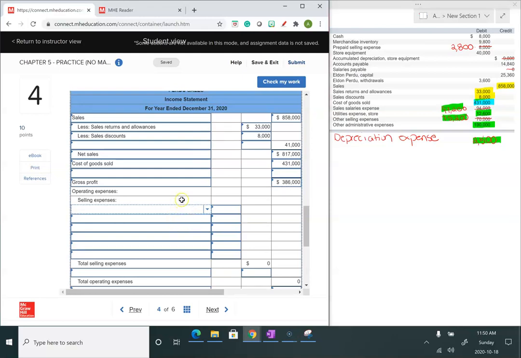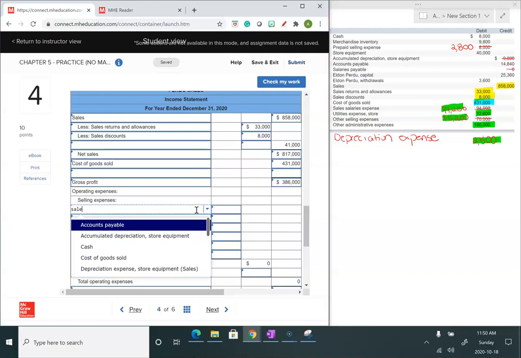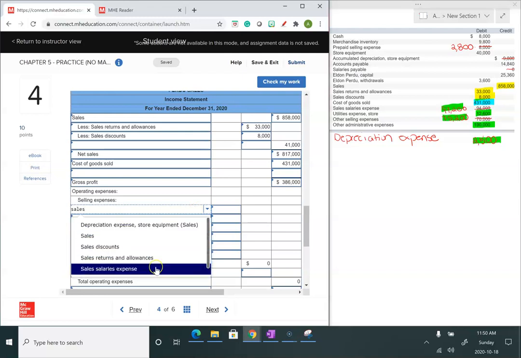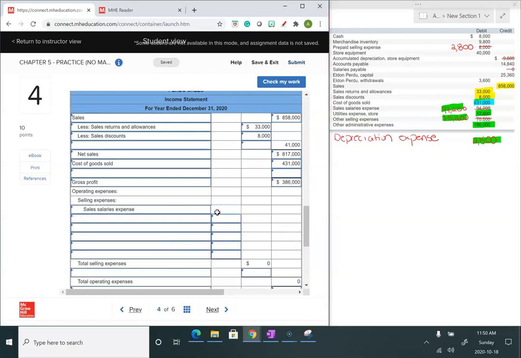So I'm just going to put these in order of the highest amount to the lowest. And again, in real life, we usually just do it alphabetically. So I'm going to have my sales salaries expense, and that was my 97,200.